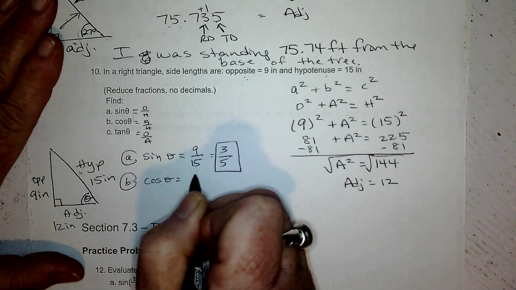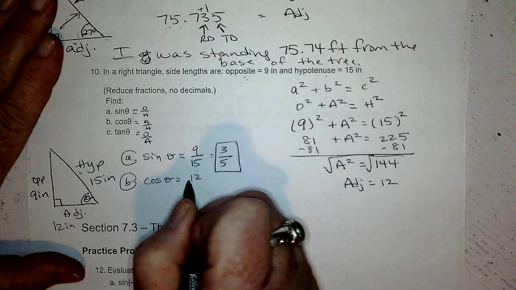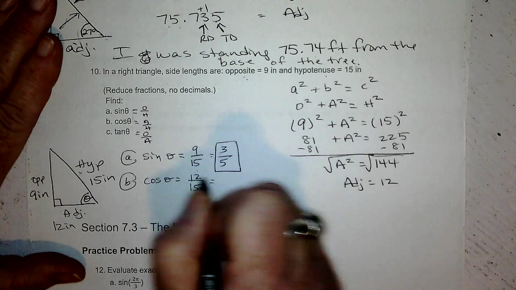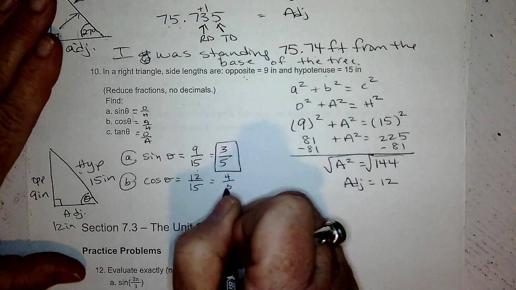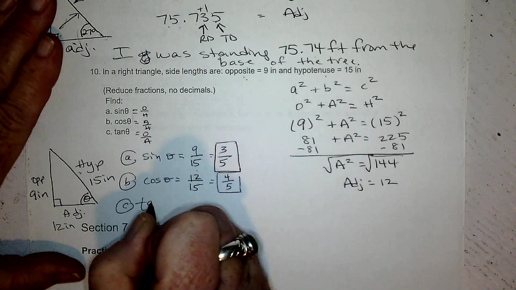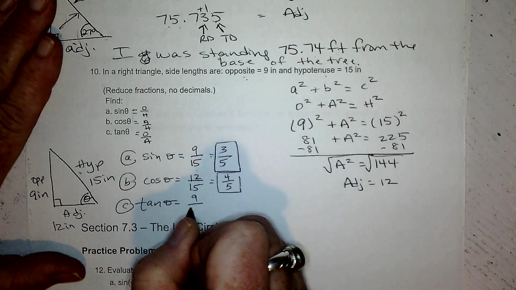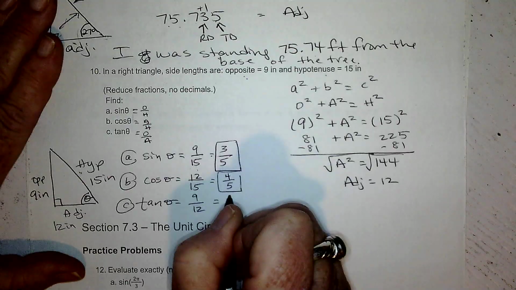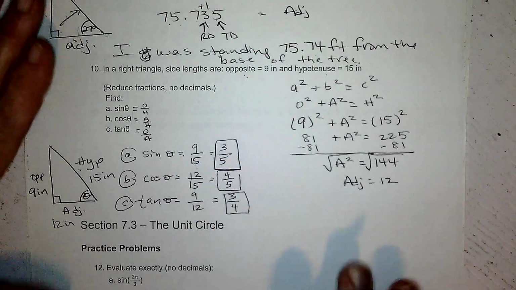Cosine is adjacent over hypotenuse. Adjacent is 12, hypotenuse is 15. These are both divisible by 3. 12 divided by 3 is 4. 15 divided by 3 is 5. There's my reduced cosine. And then tangent of theta is opposite 9 over adjacent 12. Both divisible by 3. 9 divided by 3 is 3. 12 divided by 3 is 4. There is my tangent. All right, that's it for this video.